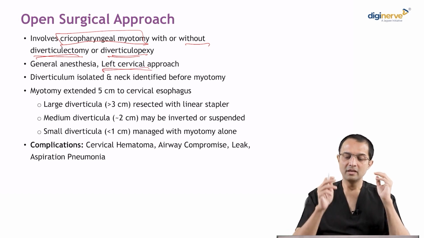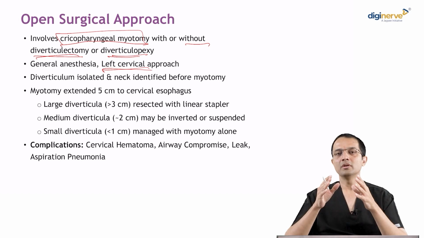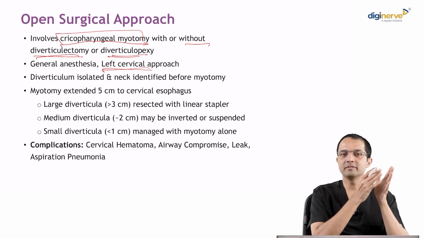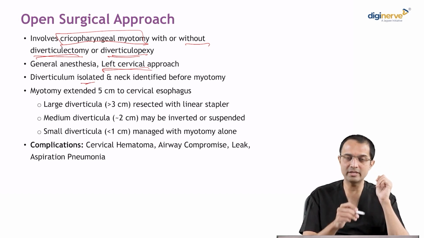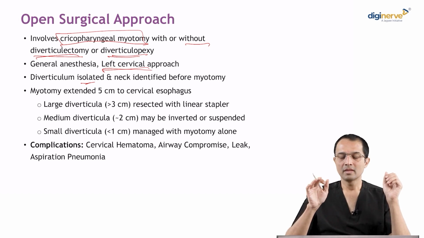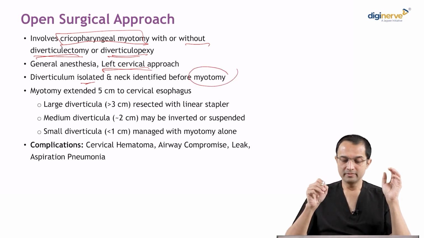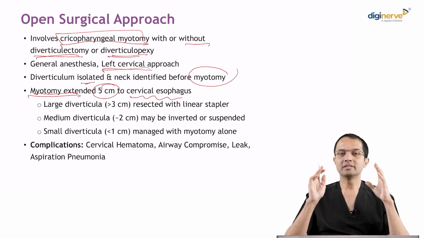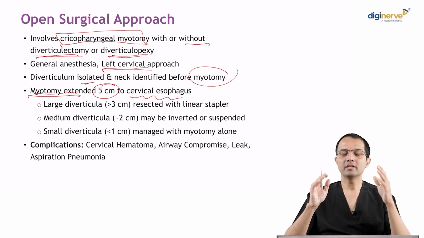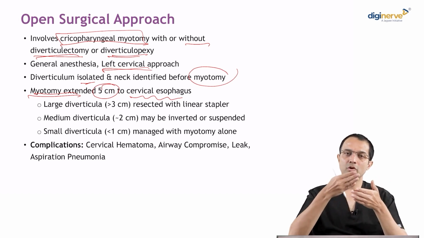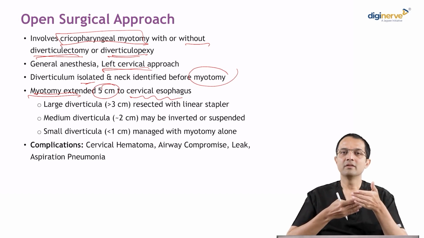Generally you use the left cervical approach because, as we know, Zenker's diverticulum is more common on the left side. The diverticulum is isolated after you incise the neck and dissect the tissues. You have to do myotomy. The myotomy extends 5 centimeters into the cervical esophagus. You don't only cut the cricopharyngeus muscle, but you also extend the myotomy 5 centimeters into the cervical esophagus.